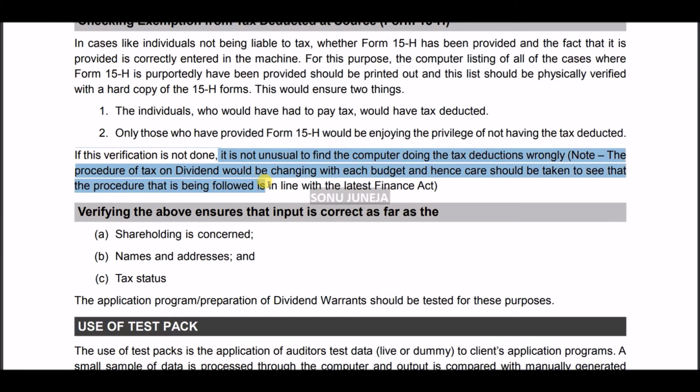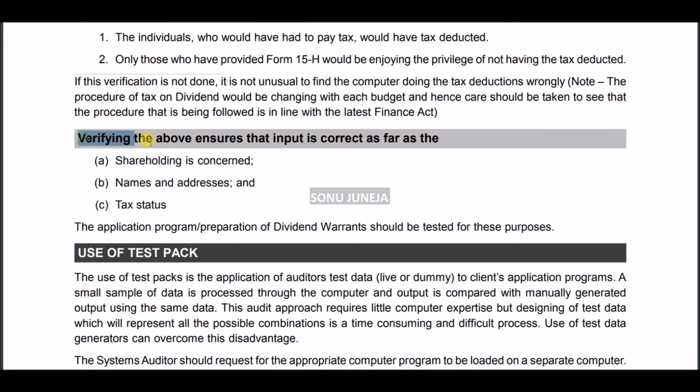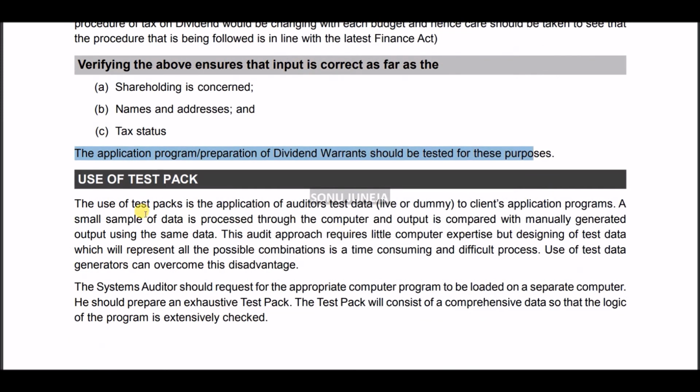The procedure being followed should be in line with the latest Finance Act. Verifying the above ensures that the input is correct so far as the shareholding, name and address, and tax status are concerned. The application program for preparation of dividend warrants should be tested for these purposes. Now, the use of test pack. The use of test pack is the application of the auditor's test data, live or dummy.